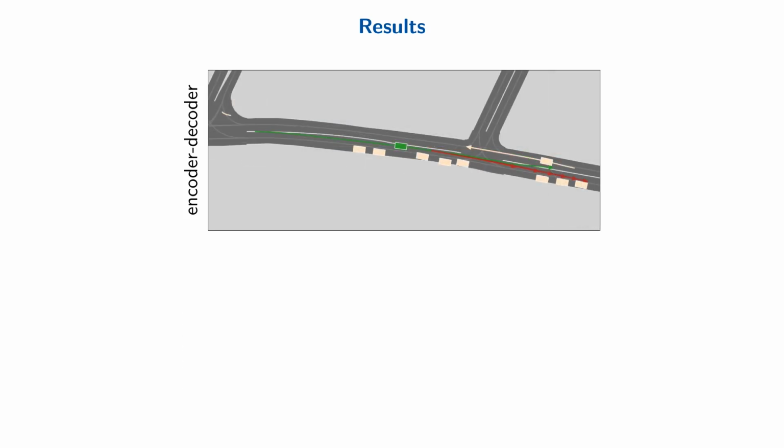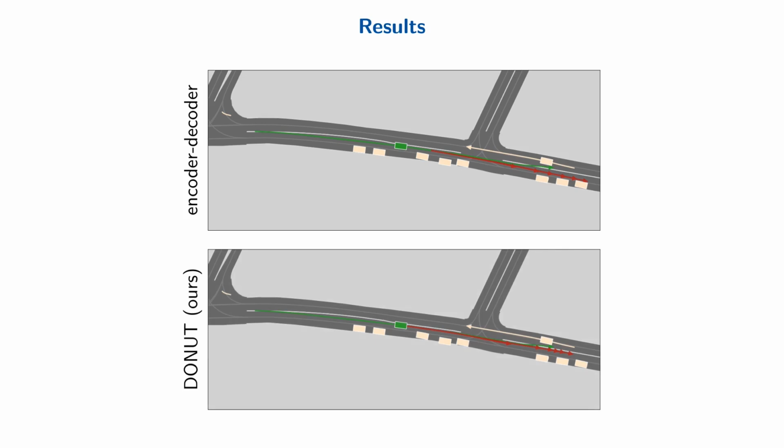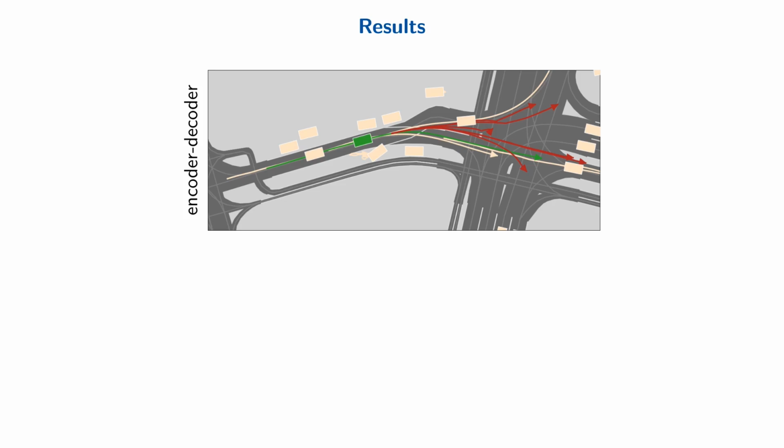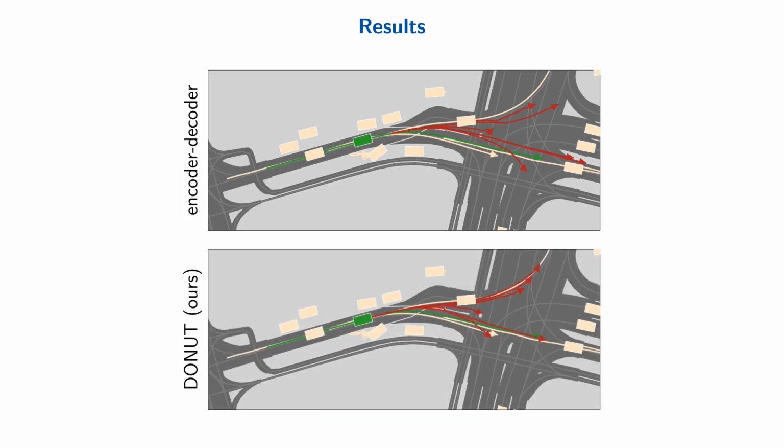Similarly, in this scene, the encoder-decoder model hits the parked cars because it attempts to switch to the middle of the lane too early, whereas Donut keeps a safe distance. In this fairly complicated scene, the baseline fails for most trajectories, but Donut also has some difficulties.